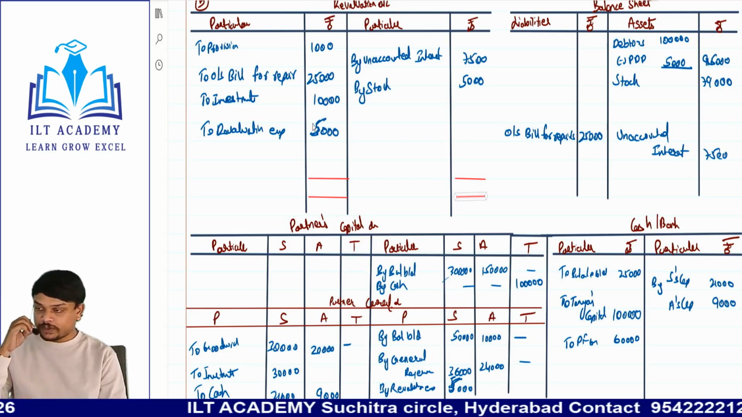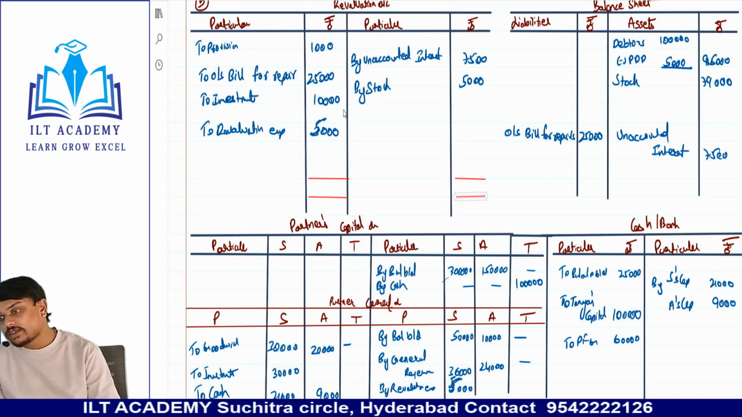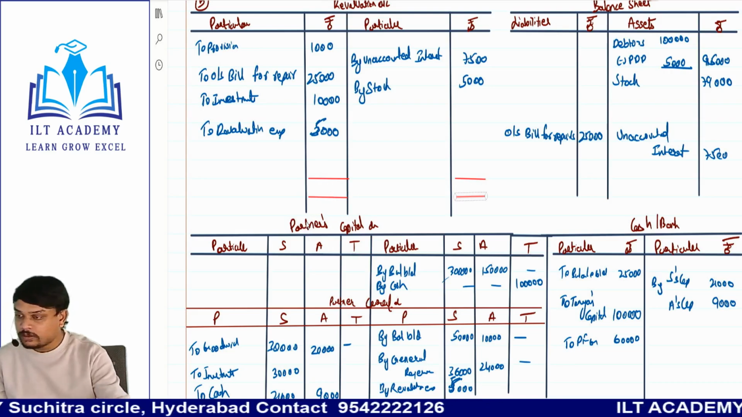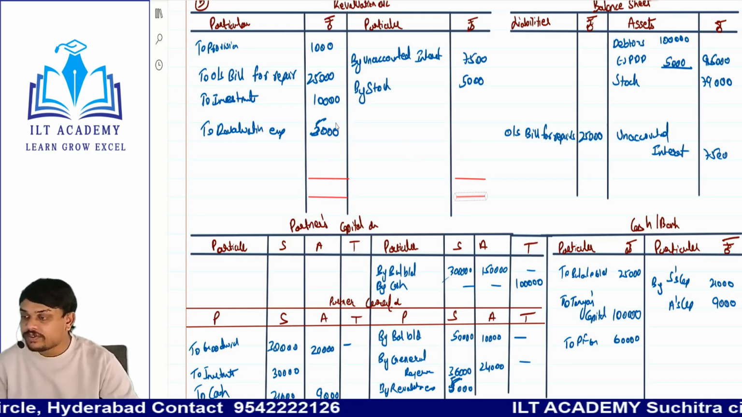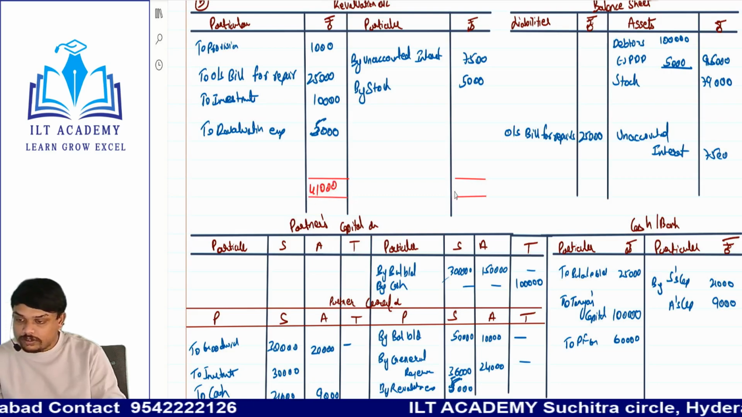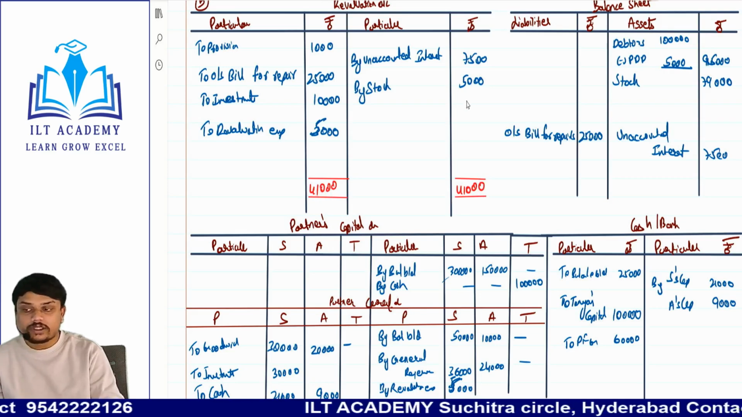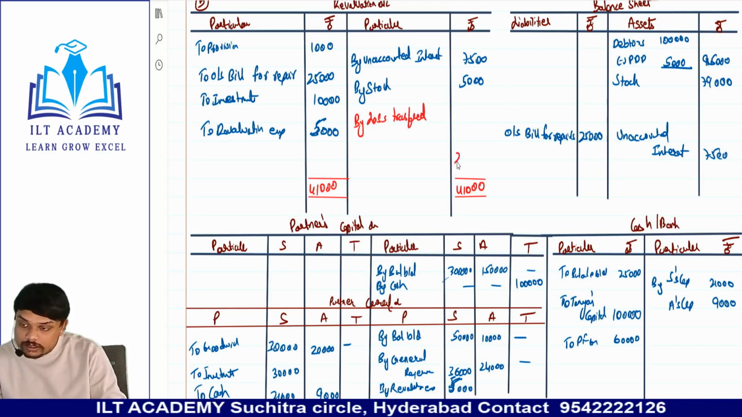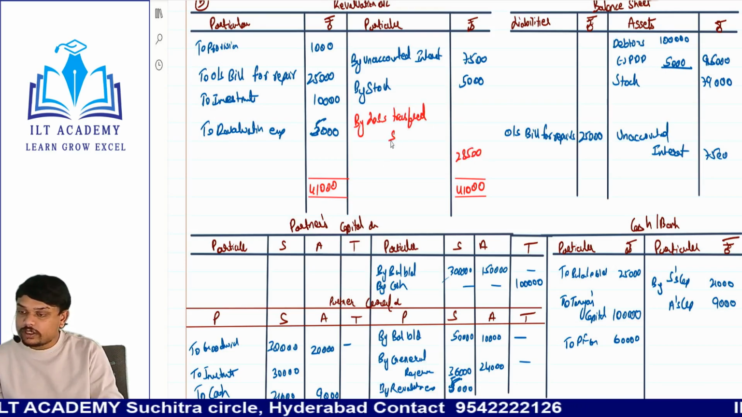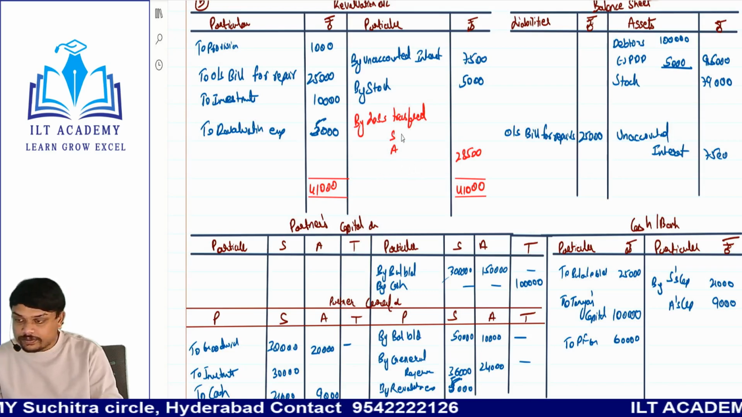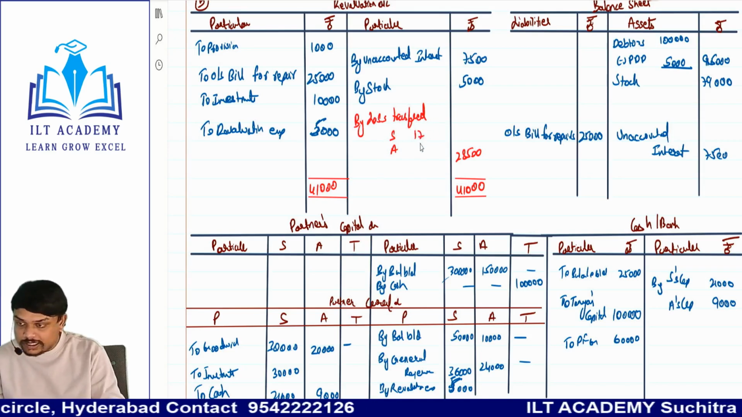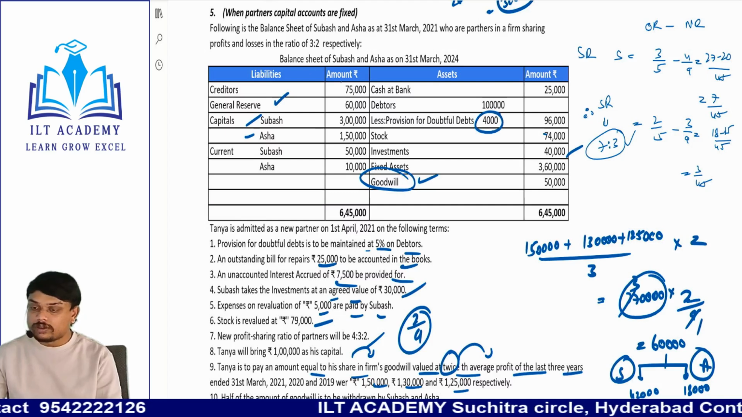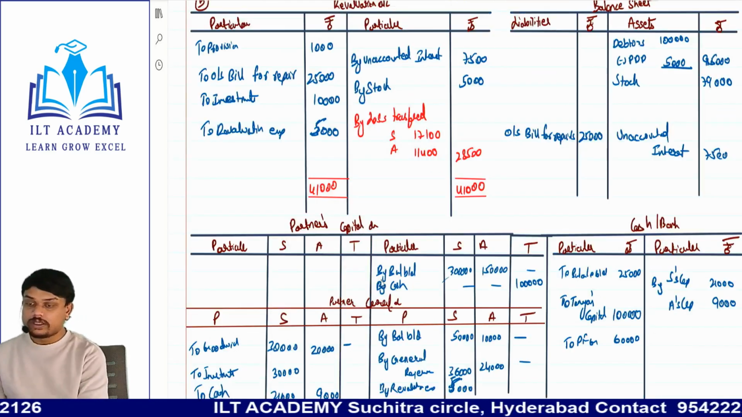1,000 plus 25,000 is 26,000, plus 10,000 is 36,000, 41,000. Out of 41,000, if you remove 12,500 by first transfer, 8,500 for S and A. How much will remain in S's account? 17,100 and 11,400, which is in 3:2 ratio, and this is going to be transferred to current account.